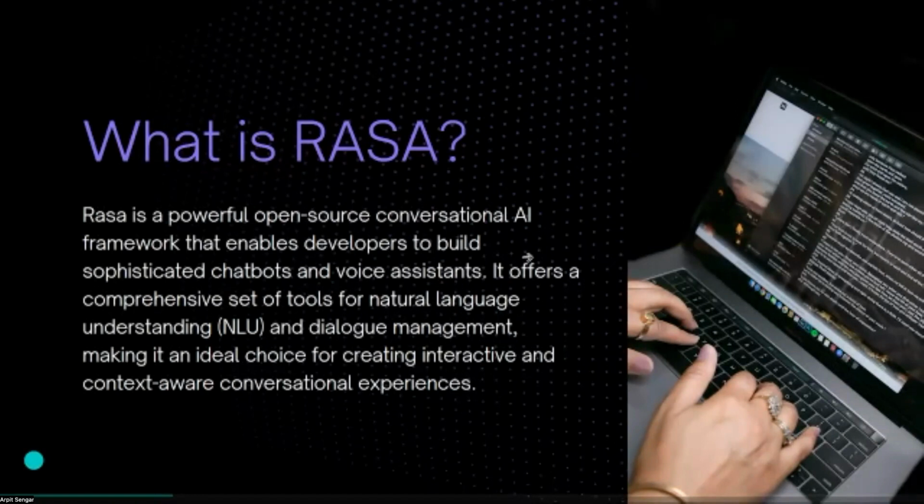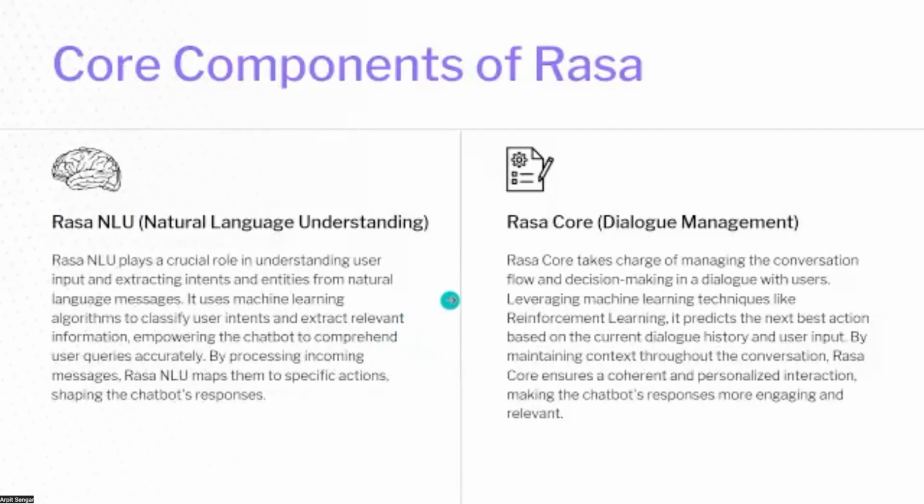So, the core components of Rasa include Rasa NLU and Rasa Core. So let me explain what their functions are. Rasa NLU plays a crucial role in understanding user input and extracting intents and entities. Just like we try to understand whatever the person in front of us is trying to speak, we try to extract the meaning, right? So this is what Rasa NLU does.